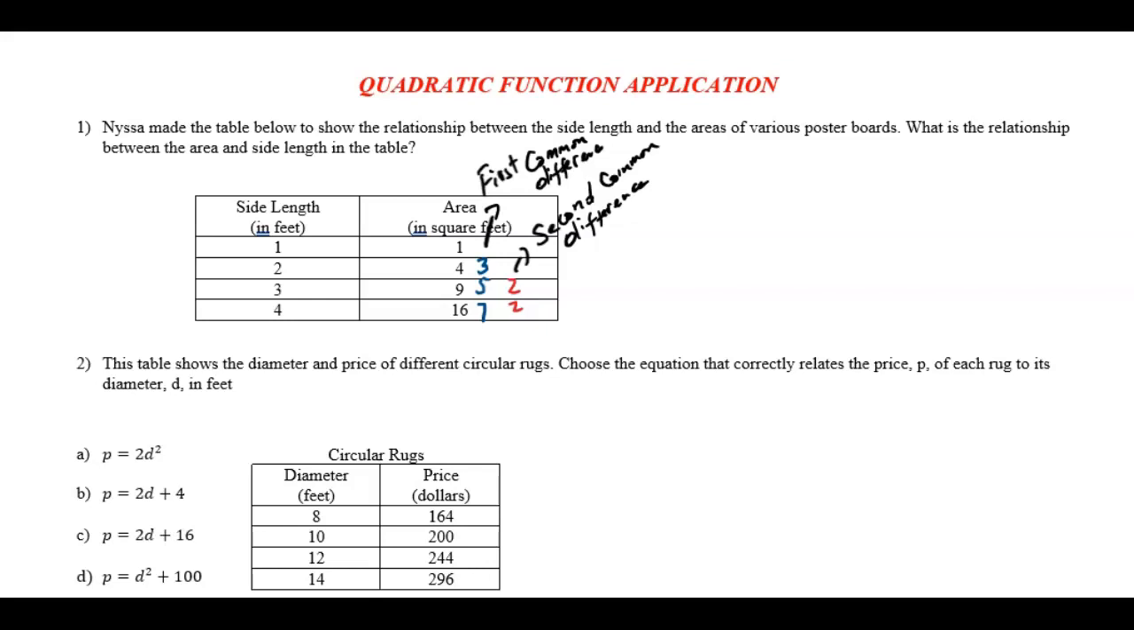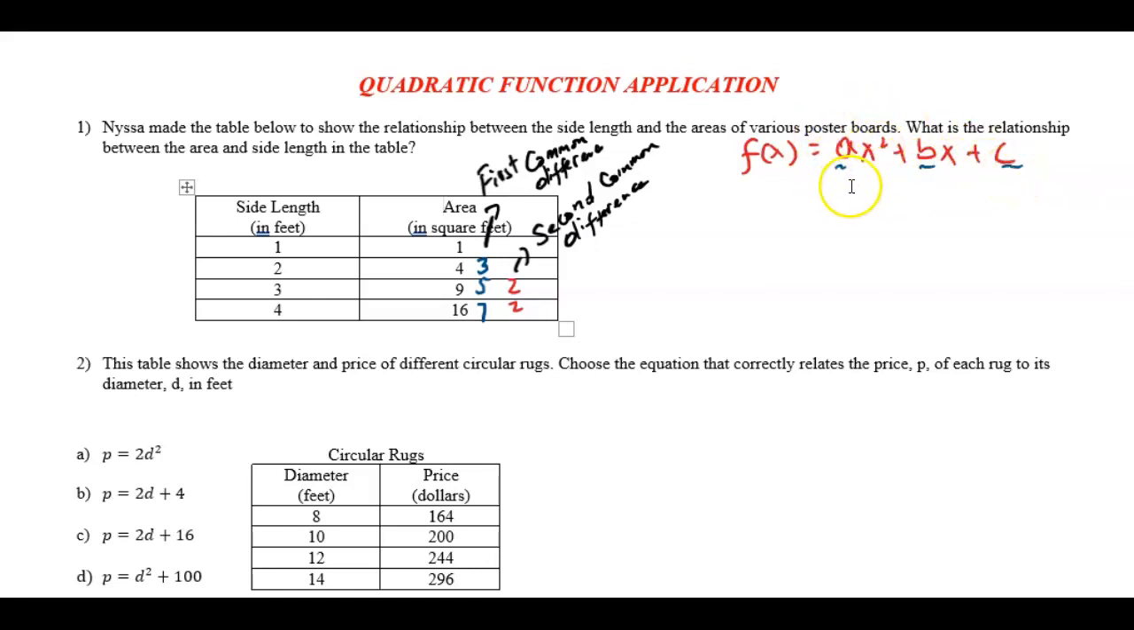Okay, so remember, the standard form of the quadratic function is f of x equals ax squared plus bx plus c. Now, what we need to find is the a, the b, and the c. Once we find the a value, whatever a is gonna be in front of x squared, whatever b is gonna be in front of x, and whatever c is gonna be by itself.